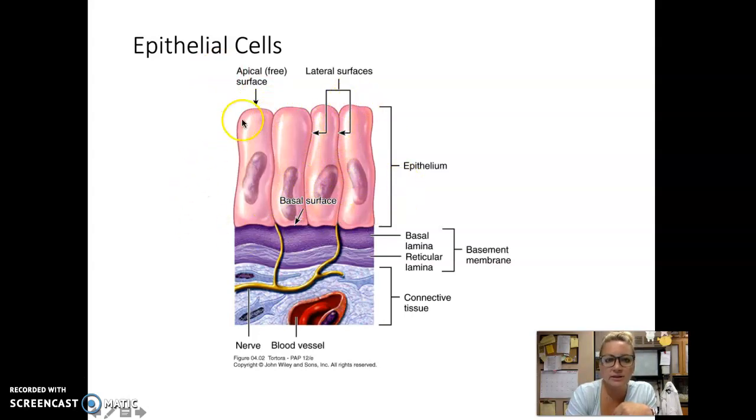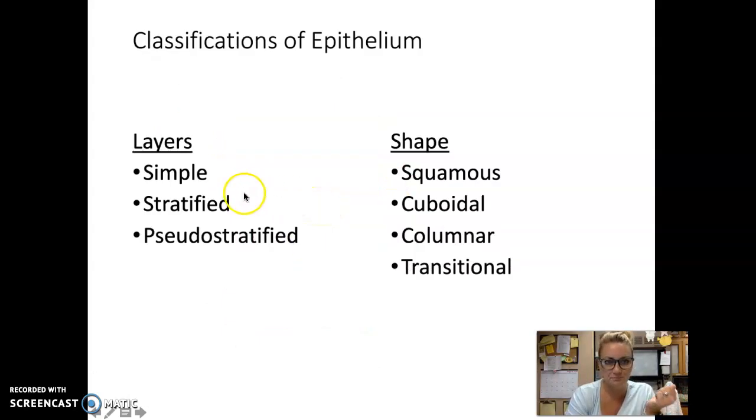All of these here, these pink guys, are epithelial cells. We've got a basement membrane that it's attached to. There'll be nerve endings that go up through there. And then the connective tissue is where the blood vessel is, but notice that there's no blood vessels actually up in the epithelium. Ways that we classify epithelium.